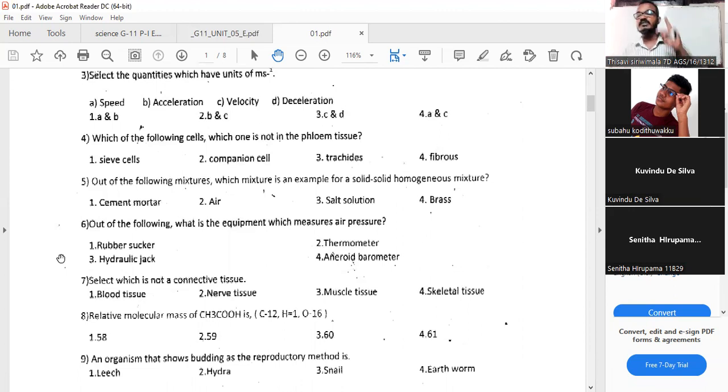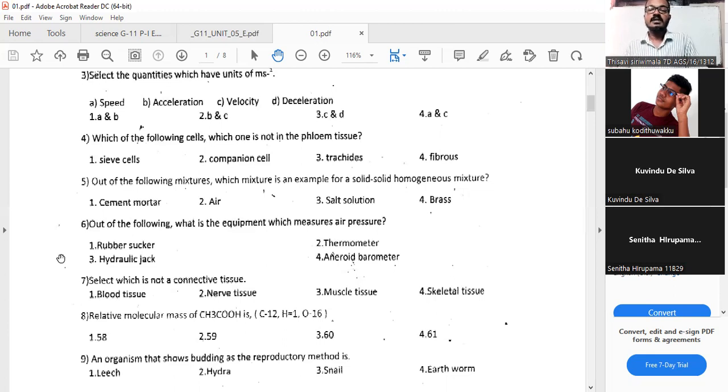Fifth one, out of the following mixtures, which mixture is an example for a solid homogeneous mixture? In your textbook, lesson number 3, grade 11, there was a single example for the solid homogeneous mixture, and they have specially specified it using a star also. That is brass. That is the only example, so the answer is 4.